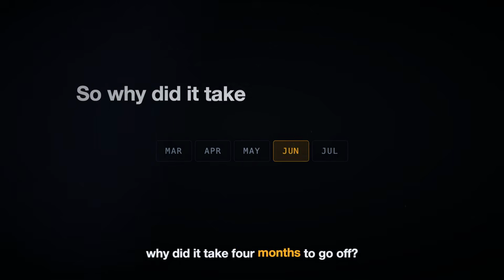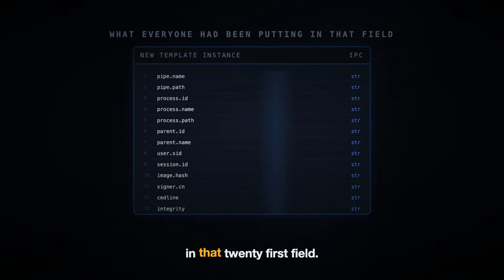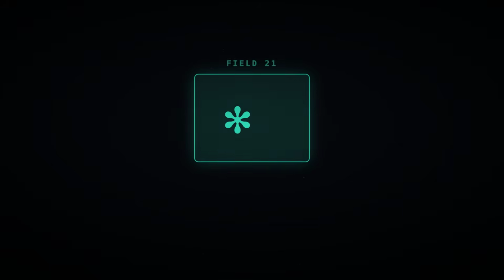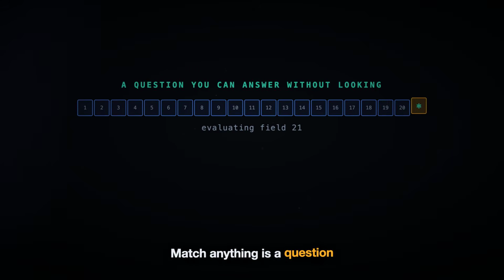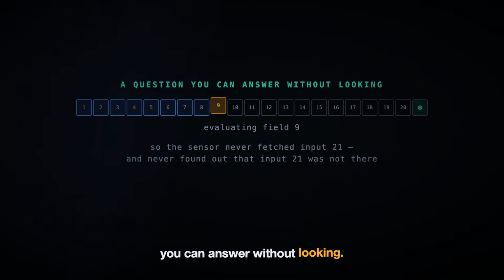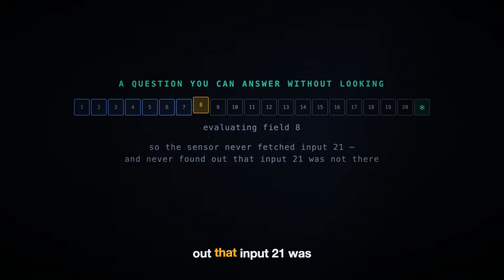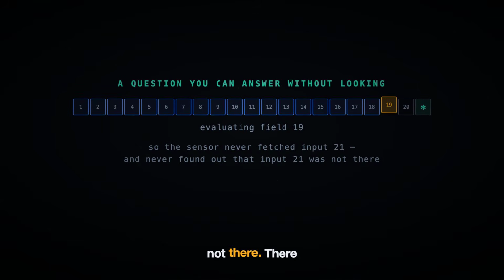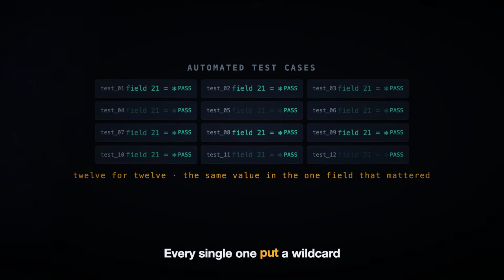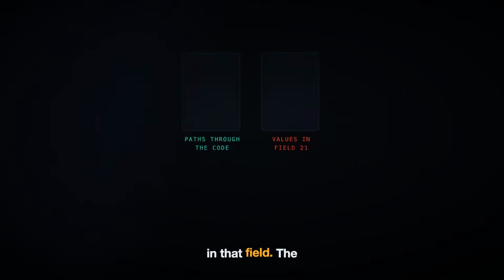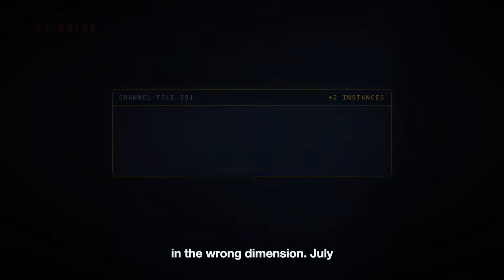So why did it take 4 months to go off? Because of what everyone had been putting in that 21st field. A wildcard, match anything. Match anything is a question you can answer without looking. So the sensor never went to fetch input 21 and never found out that input 21 was not there. There were 12 automated tests, every single one put a wildcard in that field. The testing was thorough, it was thorough in the wrong dimension.